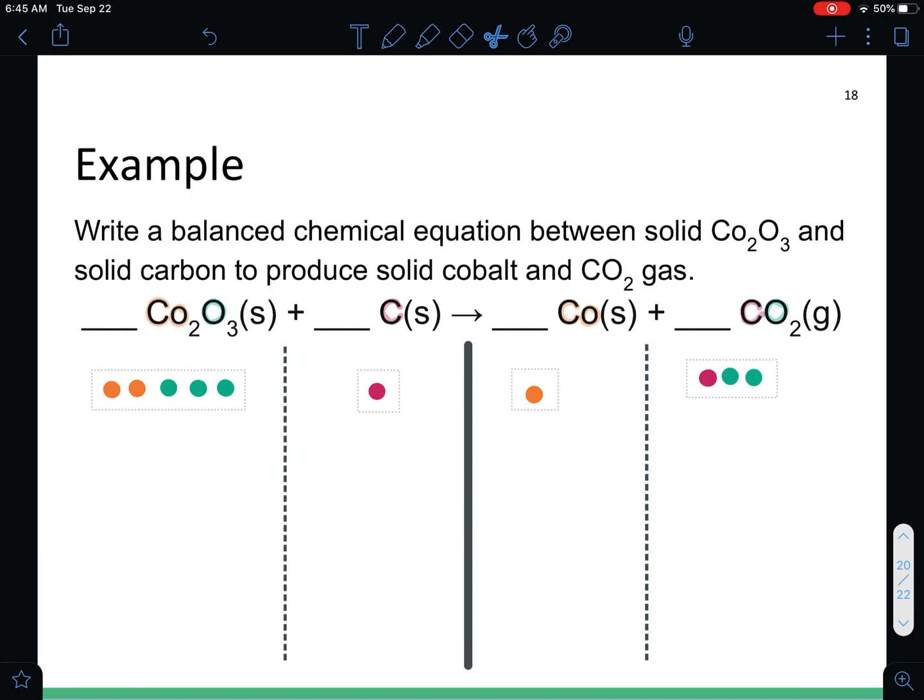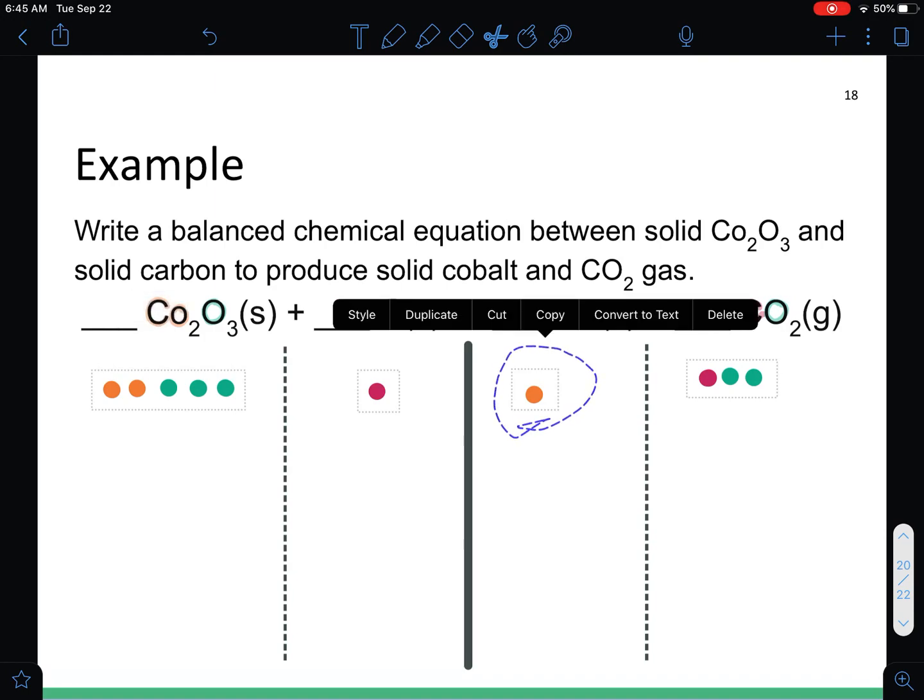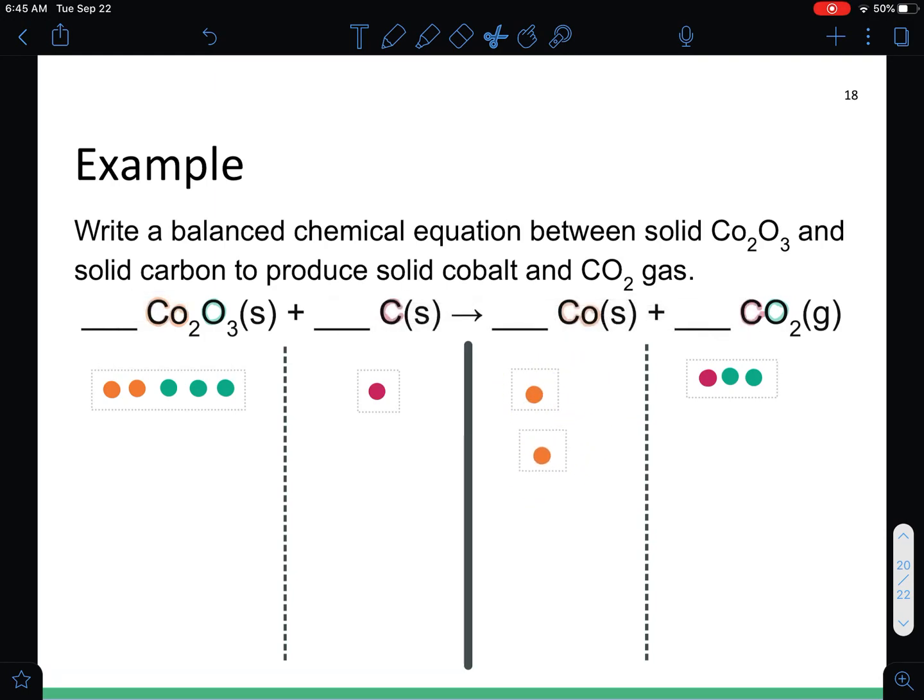All right, so let's start with cobalt. So Co, my orange dots, on the left side of the reaction, I have 2. On the right side, I have 1. So I have to add another cobalt on this side. I'm going to duplicate that. All right, my cobalt is balanced.